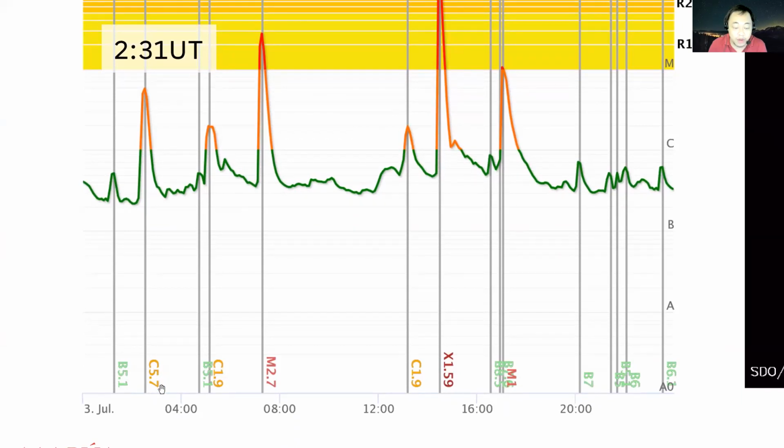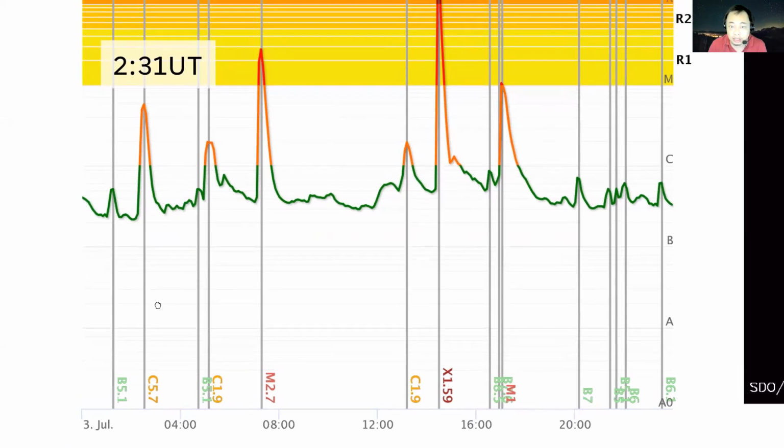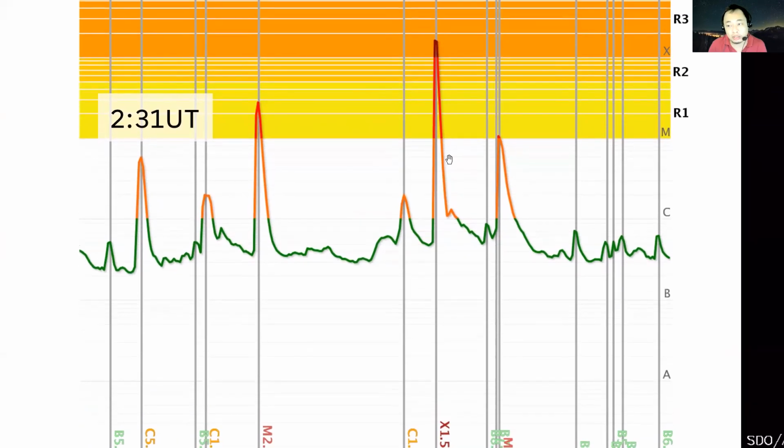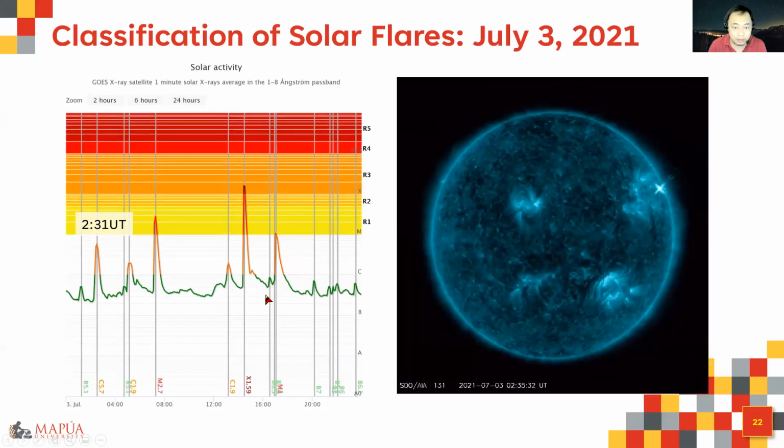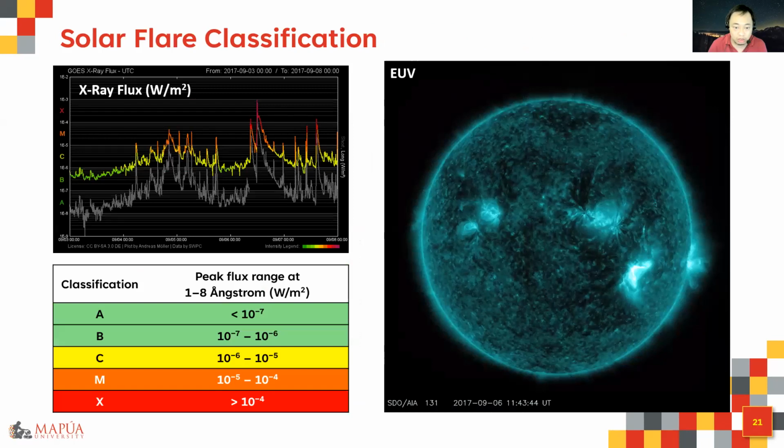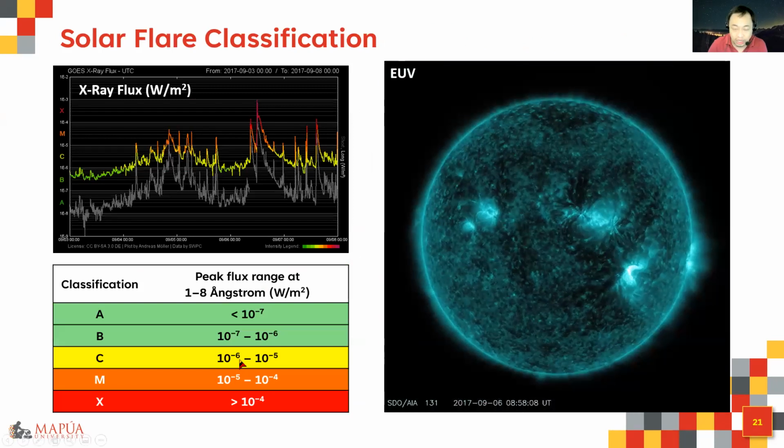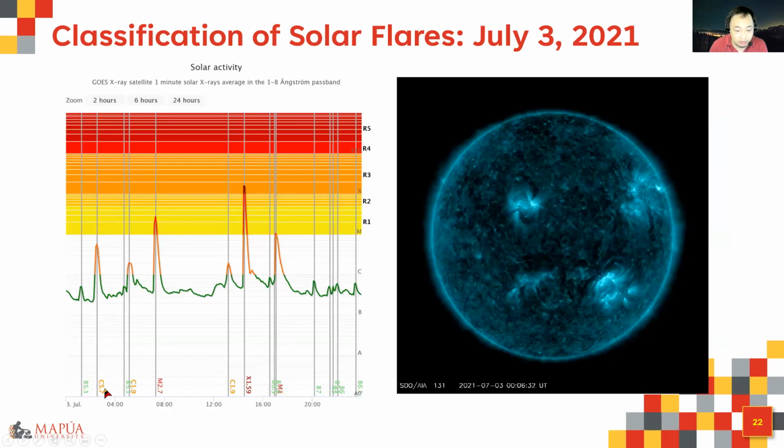So that means 5.7 times 10 to the negative 7. No, 10 to the negative 6. Let's go back one more. Yeah, times 10 to the negative 6. So again, this is a C5.7 class flare. That's 5.7 times 10 to the negative 6 watts per square meter. That's the energy flux at the 1 to 8 angstrom bandpass.